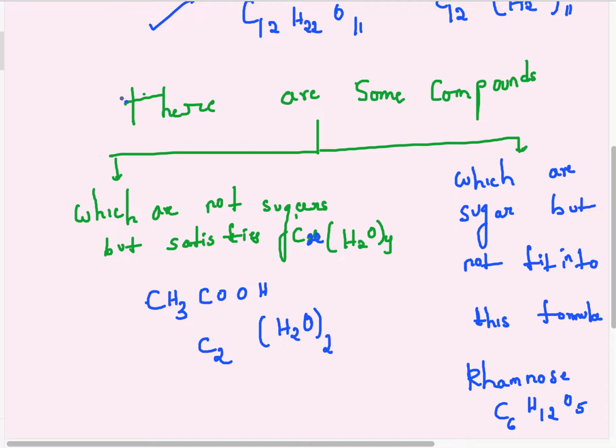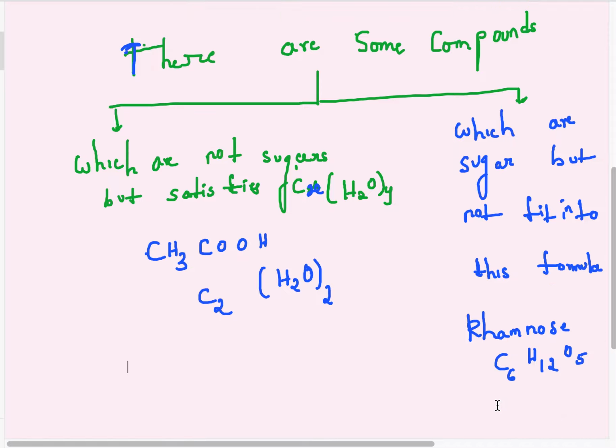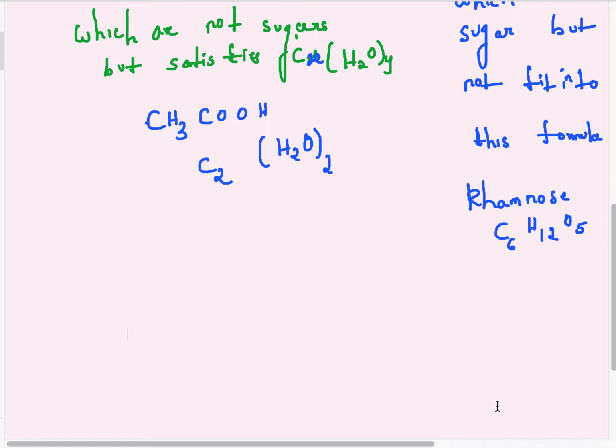Finally, what I am saying here: there are some compounds which are not sugars but satisfy this formula. There are some sugars which do not fit into this formula but are considered as sugars. So finally this is the drawback of Walden's definition. To overcome this, now let's see the definition of carbohydrates that we are using at present.